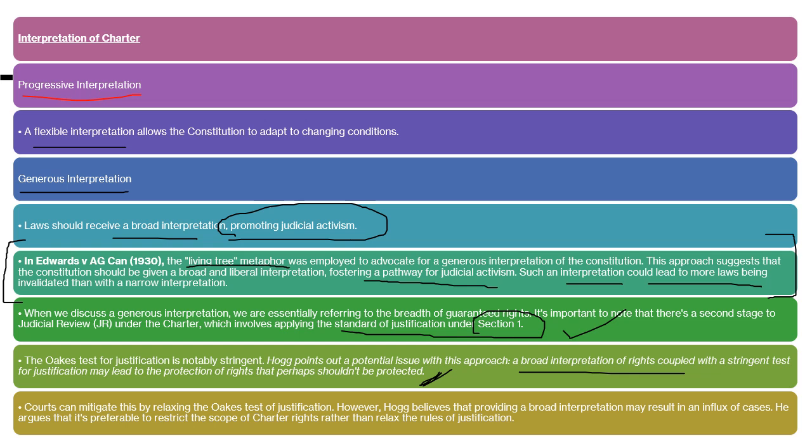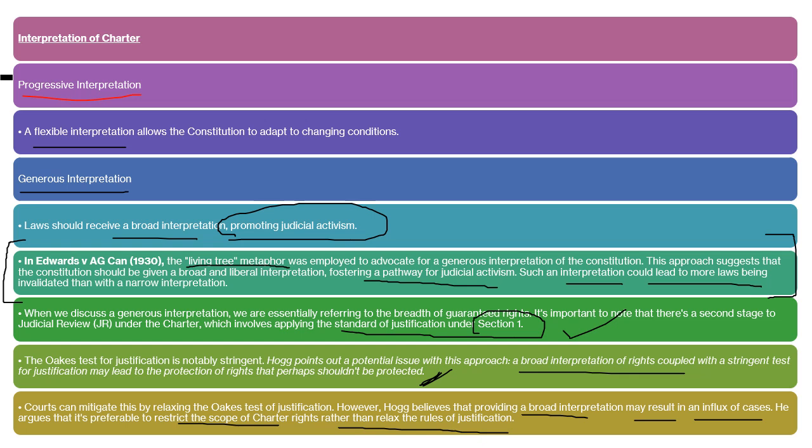Then, however, Hogg believes that providing a broad interpretation may result in an influx of cases. He argues that it's preferable to restrict the scope of Charter rights rather than relax the rule of justification. So Peter Hogg supports a restrictive approach, but by and large all the courts of Canada go for a generous, liberal interpretation.